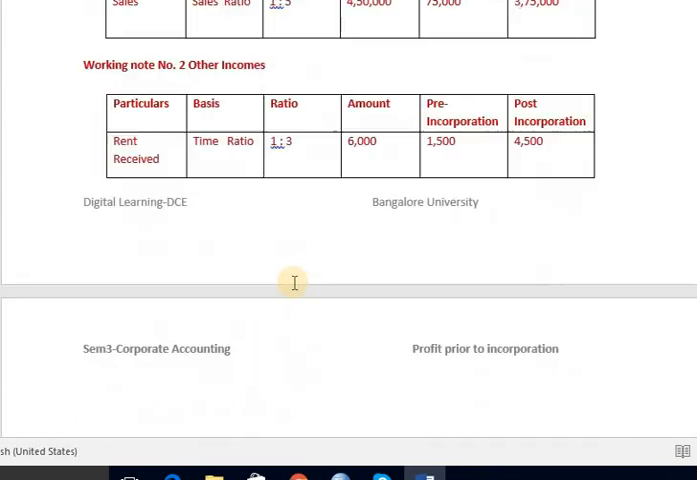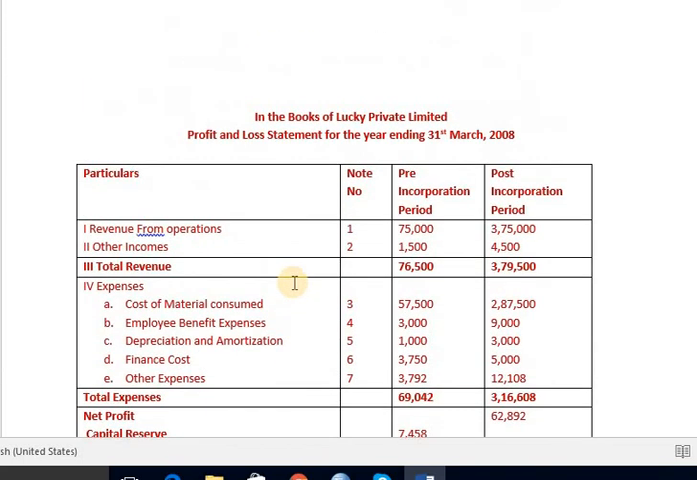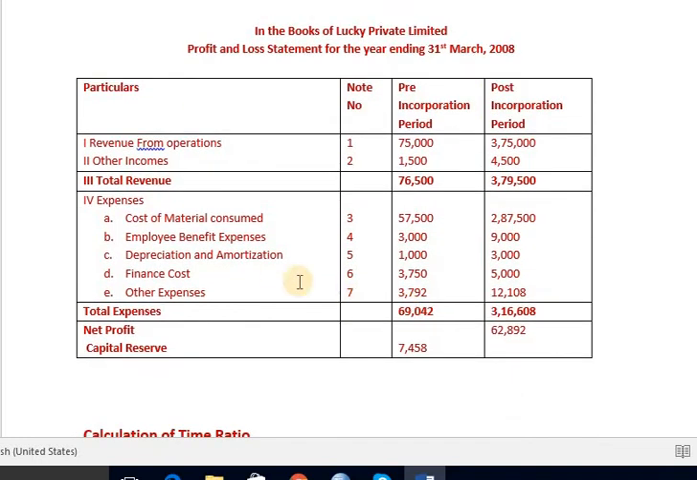Now we are preparing the revenue account. Revenue from operations 75,000 and 3,75,000. Other incomes 1,500 and 4,000, total 76,500 and 3,79,500. Then cost of material consumed 57,500 and 2,87,500. As per working note, employee benefit expenses 3,000 and 9,000. Depreciation and amortization 1,000 and 3,000. Finance cost 3,750 and 5,000. Then other expenses 3,792 and 12,108.